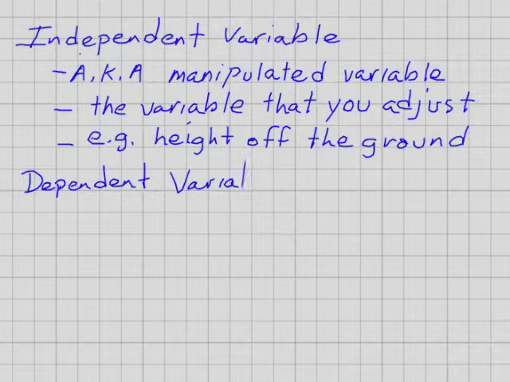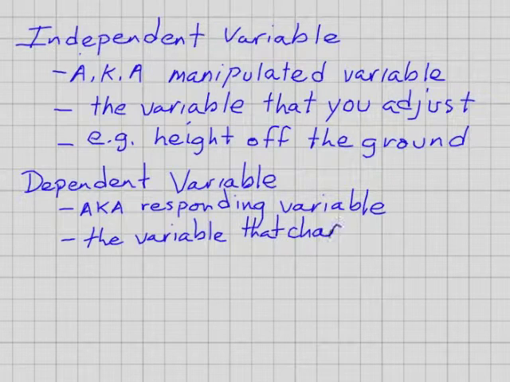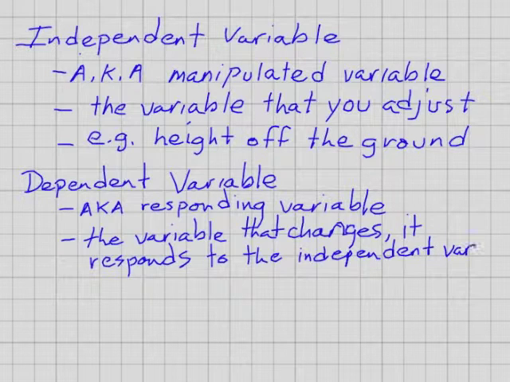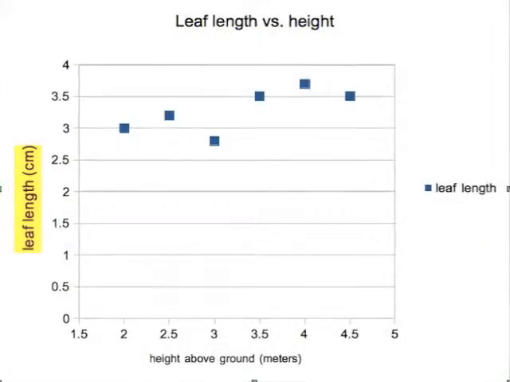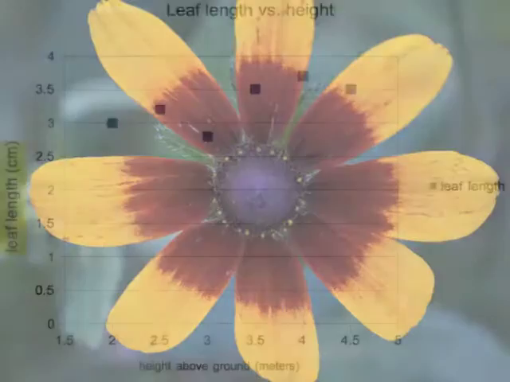The dependent variable, on the other hand, is also known as the responding variable. This is the variable that reacts, that changes when we change our independent variable. It responds to the independent variable. For example, the size of the leaves in the tree. How does that respond or change with changing height?